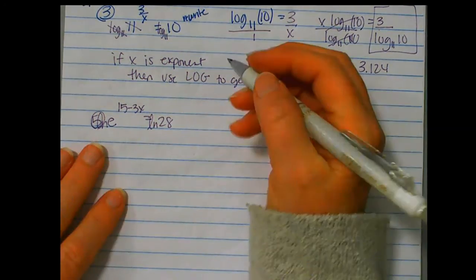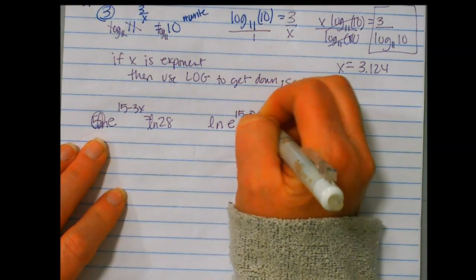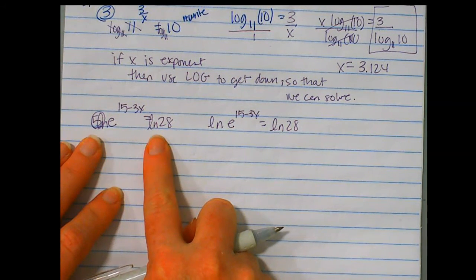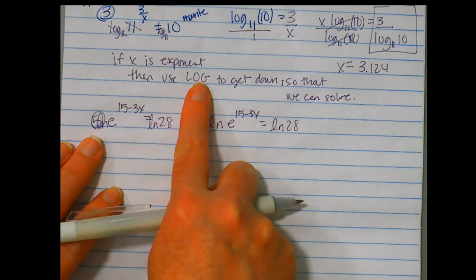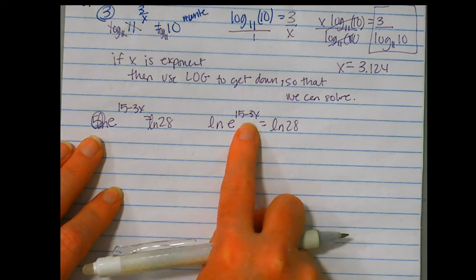Why do we do that? I'm going to write it big. Natural log of e^(15 minus 3x) equals natural log of 28. I just rewrote what I just did. I took the natural log of both sides. I'm using a log, just this special one that goes with e, so that I can bring this down.